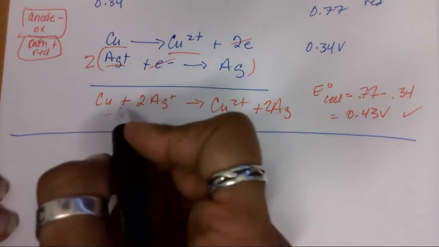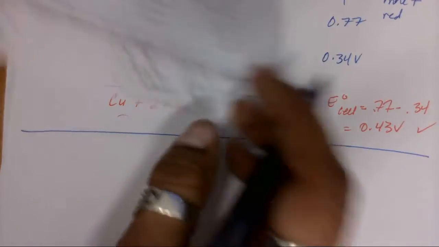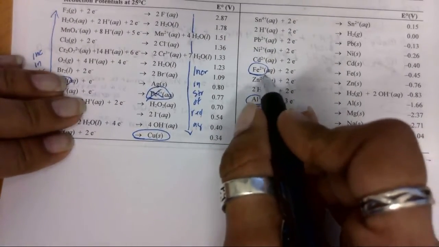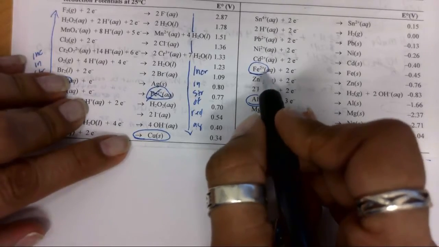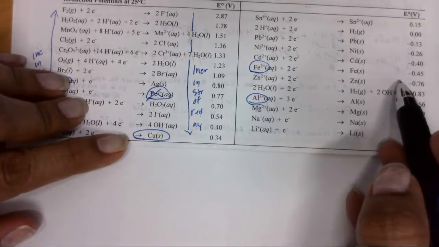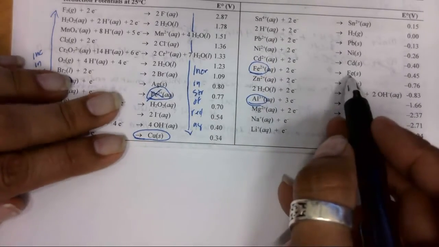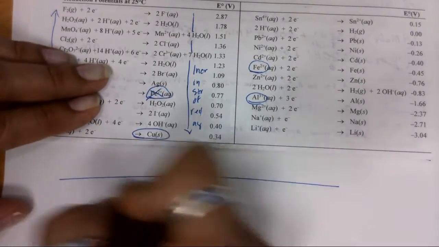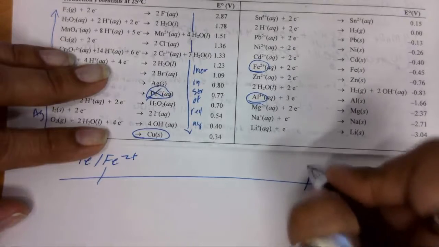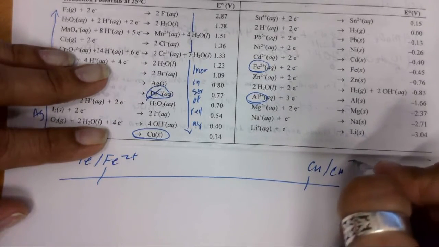Okay, what's the next one? We had iron 2+, right? So here's iron, here's our Fe2+. Now this one is going to be our anode, and this one's going to be our cathode, because it's a negative number, and the more negative goes to the anode. So what do we have going on here? We've got iron to Fe2+, and then copper to Cu2+.